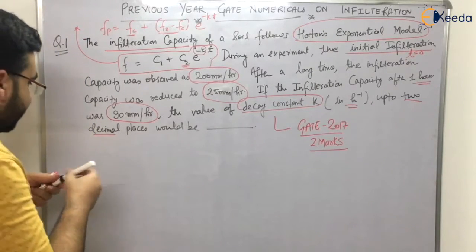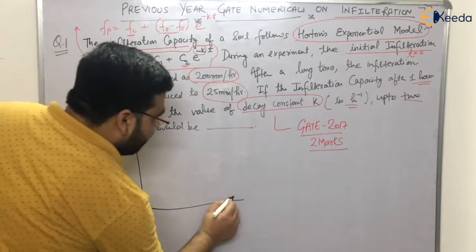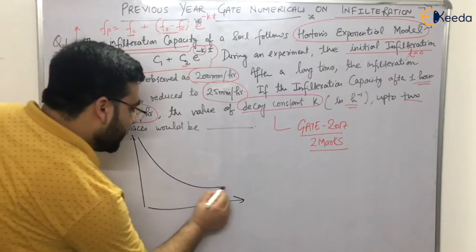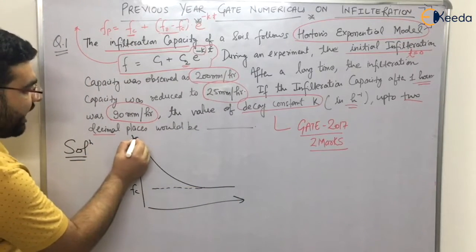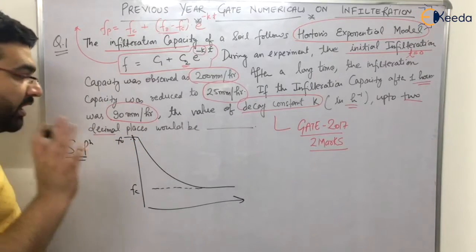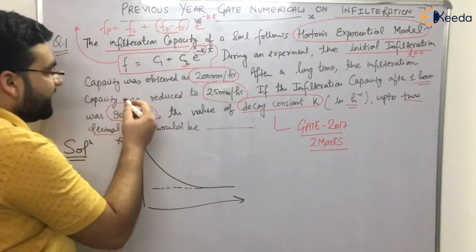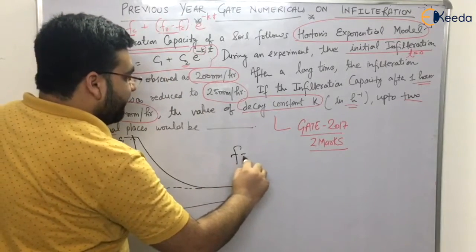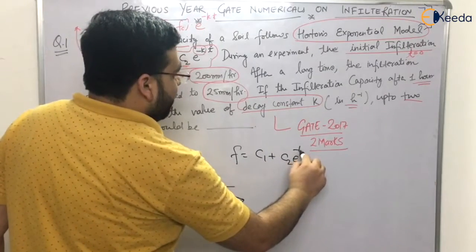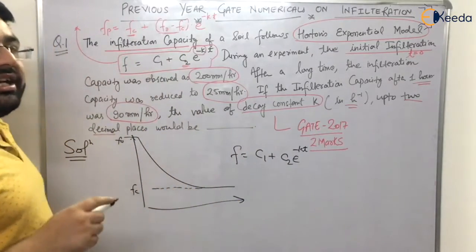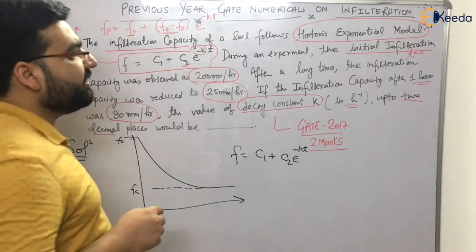Now if I draw the graph, let me talk about the solution. The graph of Horton's model is like this. This is your fc, the steady state infiltration rate, and this is your f0. So what the students did in this question is that they wrote this equation: f is equal to C1 plus C2 into e raised to the power minus K into t. Then they determined the value of C1 and C2. How did they determine them?